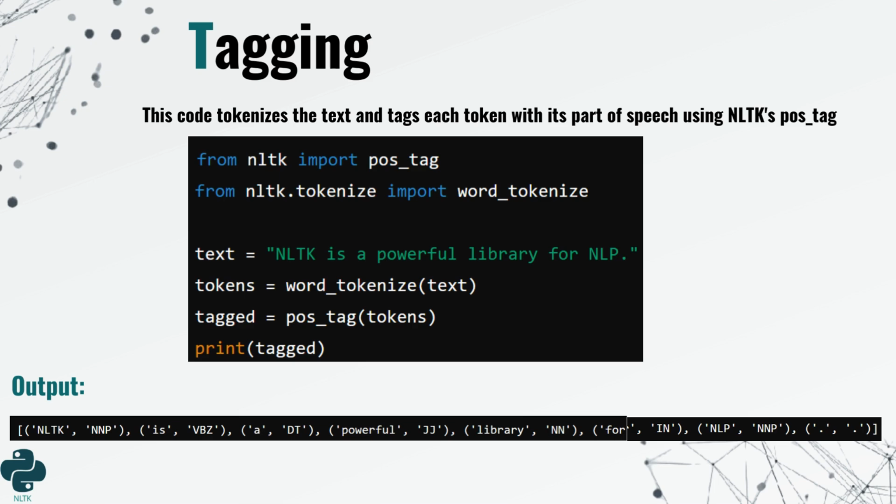Library is the noun, and like these are the short forms telling you. Mostly it will tell the computer what these are. So you have to search about it, what is NNP and VBZ. These are short forms or short phrases. Okay. So yeah, this is the tagging.